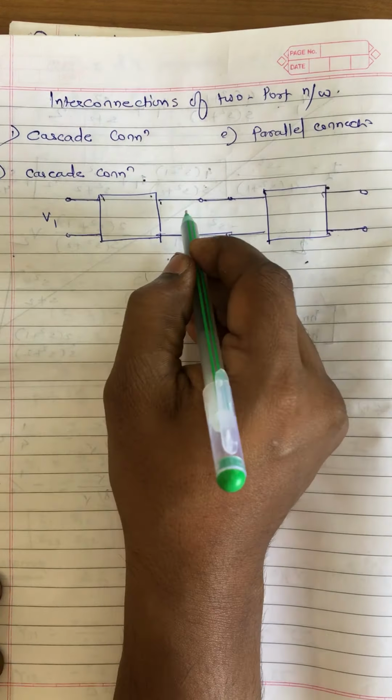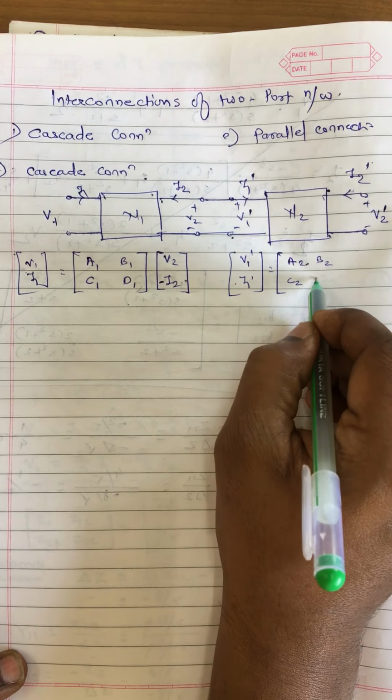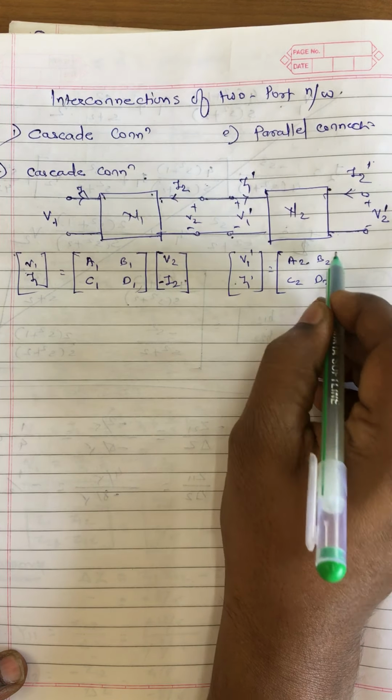It will be applicable for all other parameters also, but just to check for a particular parameter I will consider ABCD. You can consider Z parameter also. It will be exactly similar. V1 I1 in terms of V2, minus I2. This is the ABCD parameter for network N1. Okay, what for network N2? For network N2, V1 dash I1 dash is A2 B2 C2 D2 times V2 dash, minus I2 dash.